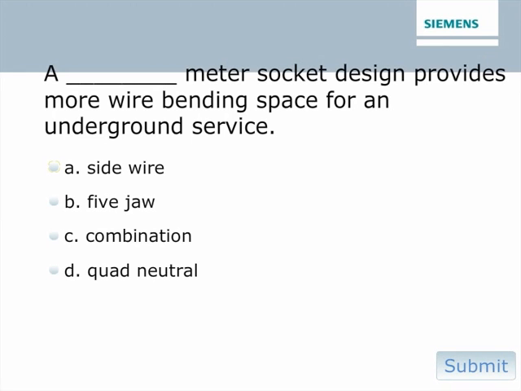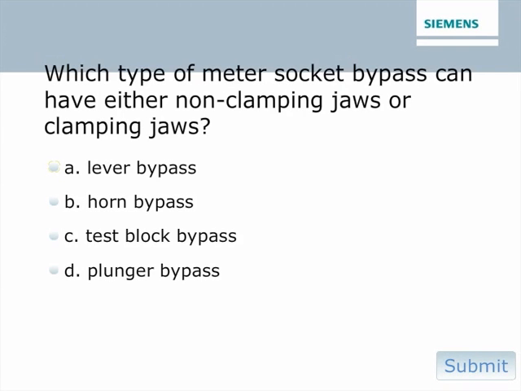Question 3. A blank meter socket design provides more wire bending space for an underground service. Is it A, side wire, B, 5 jaw, C, combination? Question 4. Which type of meter socket bypass can have either non-clamping jaws or clamping jaws? Is it A, lever bypass, B, horn bypass, C, test block bypass, or D, plunger bypass?